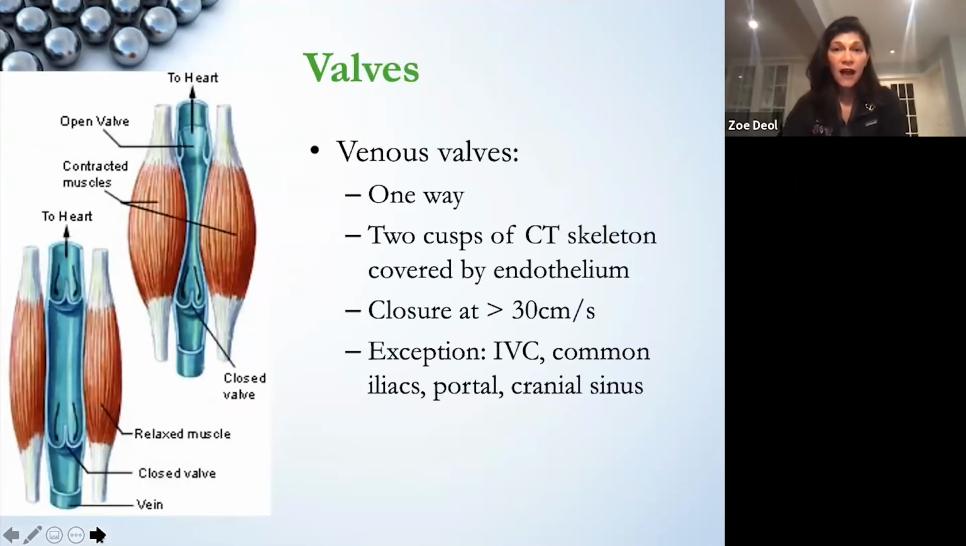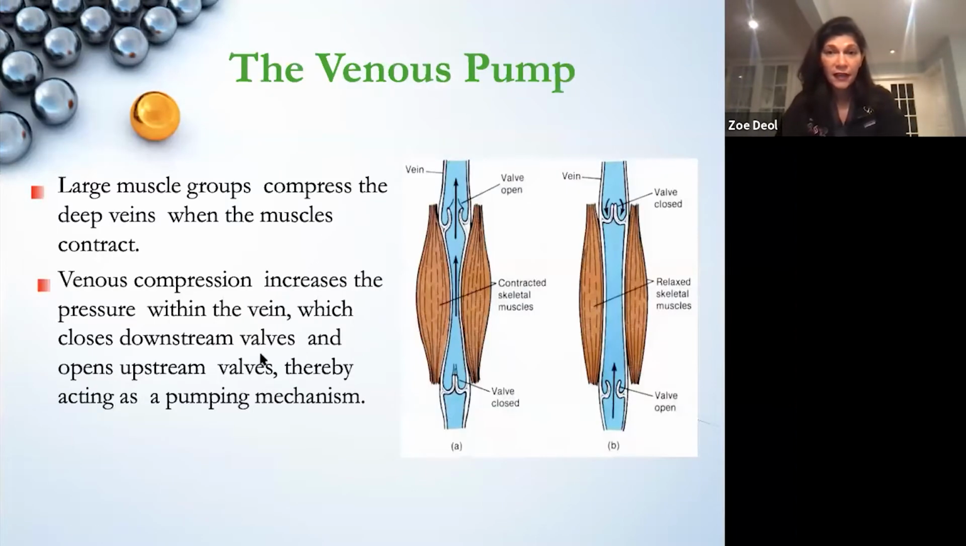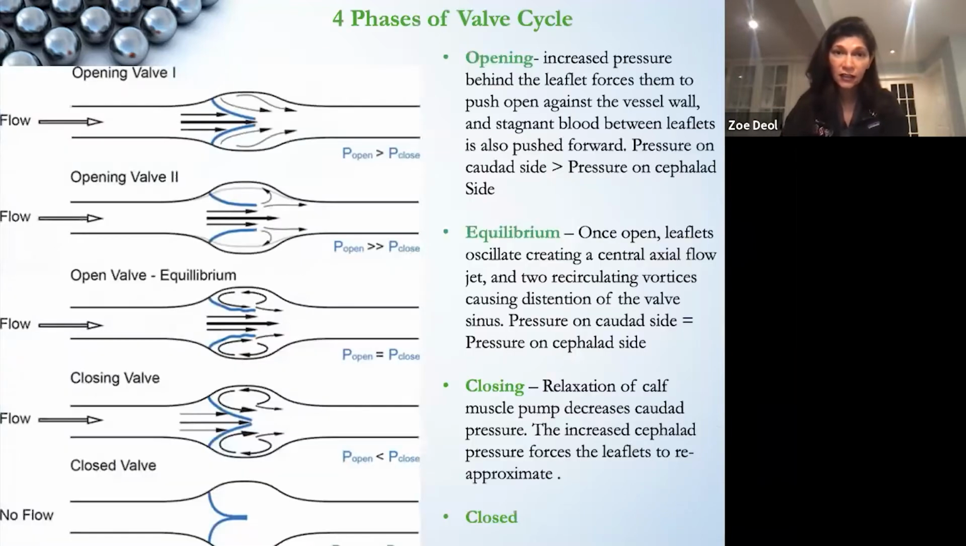So we'll break it down to the valves. They're one-way valves, two cusps made up of a cytoskeleton. They close at a rate of 30 centimeters per second. The exceptions to veins having valves would be the IVC, the common iliacs, the portal vein, and the cranial sinus. Those veins do not have valves. And the venous pump, or the calf muscle pump, is made up of large groups of muscles which compress the veins, opening the valves cephalad and closing the valves caudad. So we're going to look at that a little more closely here.